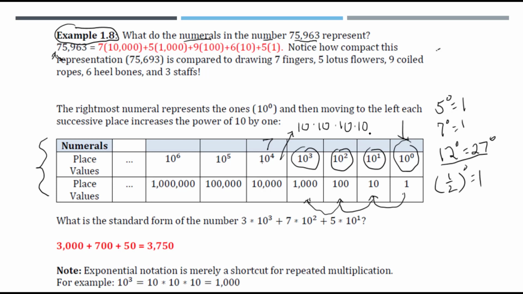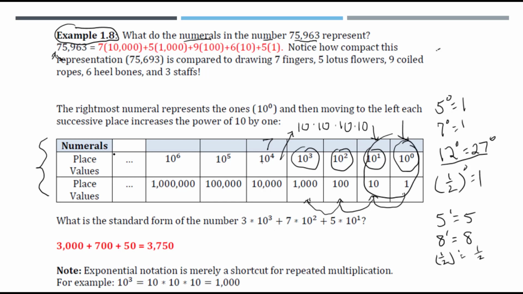Anything raised to the first power is itself. So 5 raised to the first power is 5. 8 raised to the first power is 8. 1/2 raised to the first power is 1/2. So that's the distinction. I want you to understand these. And the rest are pretty simple.